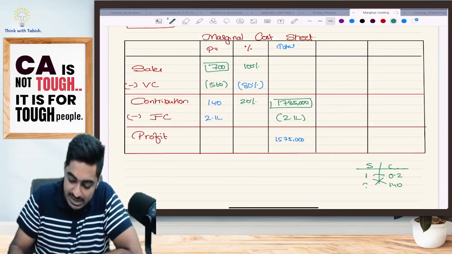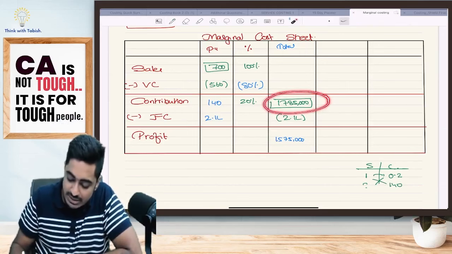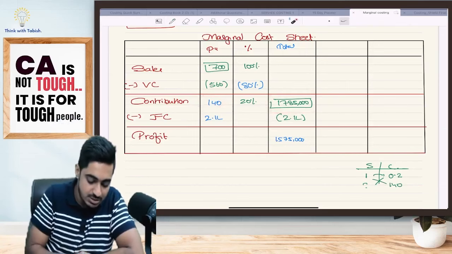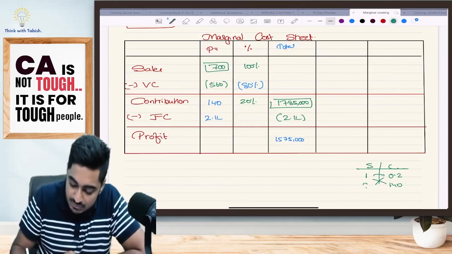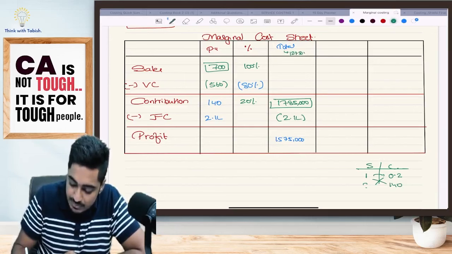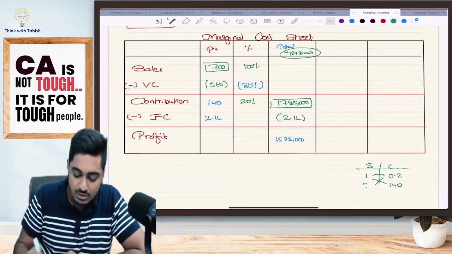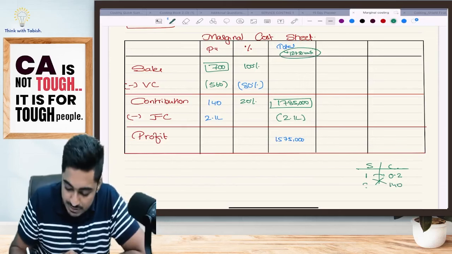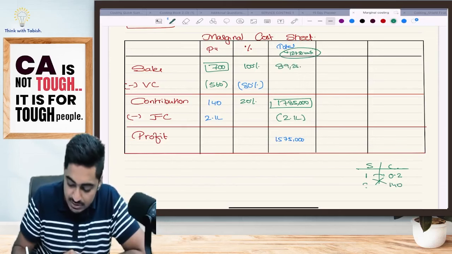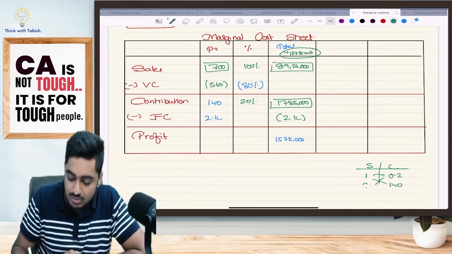Now total 17,85,000 I want. In one item how much am I getting? 140. That means how many items should I be selling, students? I should be selling 12,750 units. Yes or no, everyone? Yes, sir. Now 12,750 units I should be selling. Every item I will sell at 700 rupees. What will be my revenue? 89 lakh 25,000. Yes or no?